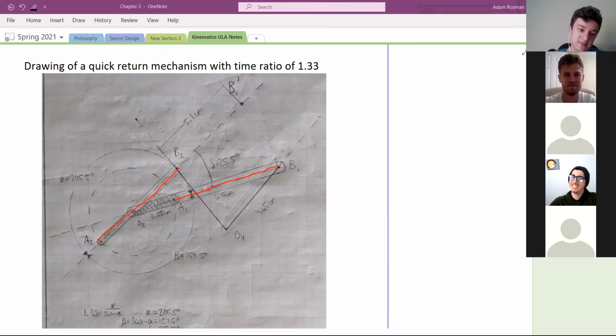Man, that's a tough question. Right, because there you're accounting for the crank itself, not just the coupler. But for the B1A1, that's just the coupler. You're not including the crank, so it's not the same distance. Well, that's because the crank is collinear with the connecting rod.